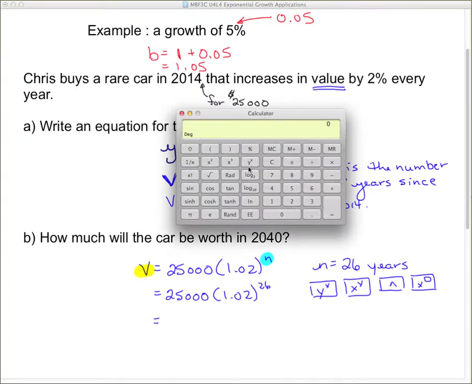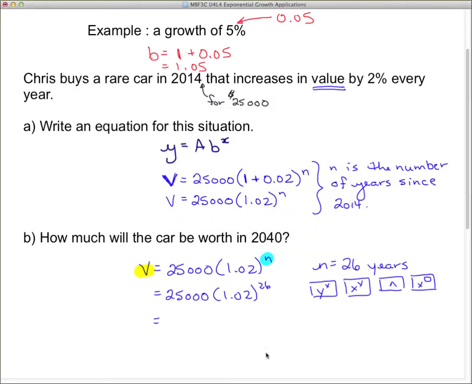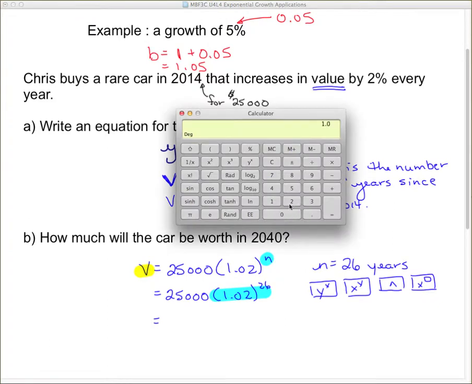So in this case, it's this one here, this y to the x. And what I'm going to do, and this works on all calculators, I'm going to punch this part of it in first. So I'm going to highlight this part here. This is what I'm going to punch in first. 1.02 to the exponent 26, and I'm going to hit equals. Now, I'm not going to write that down. I'm just going to leave it on the calculator and multiply that, because this means multiply in between there. I'm going to multiply that by 25,000.